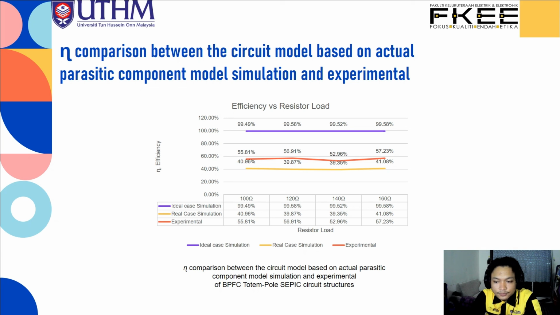Okay, from this we can conclude that the efficiency from the experimental and real case is lower than the ideal case, because the ideal case simulation did not take the power losses into account, but the real case and experimental do. And finally, you can see that this is because of the power losses that happen in the circuit.